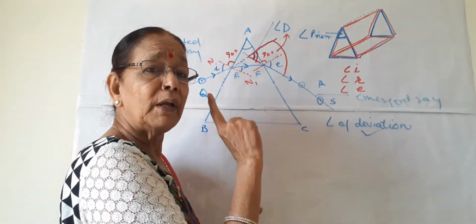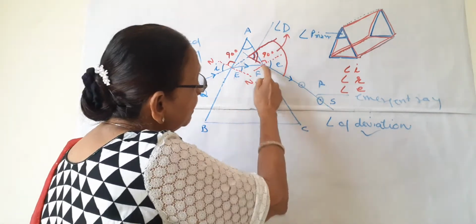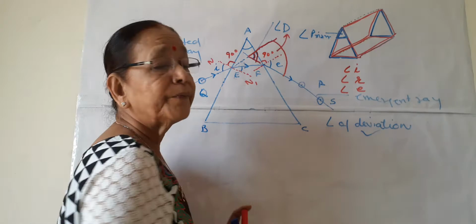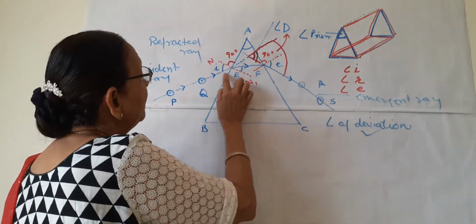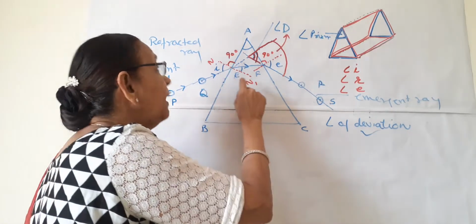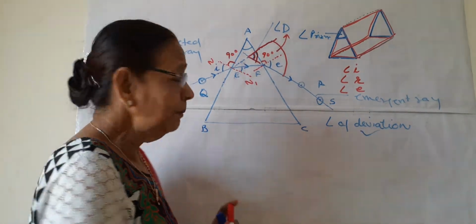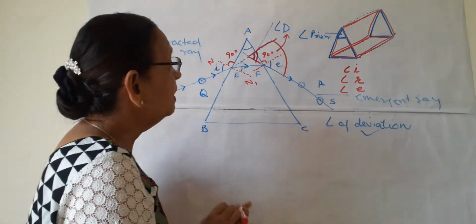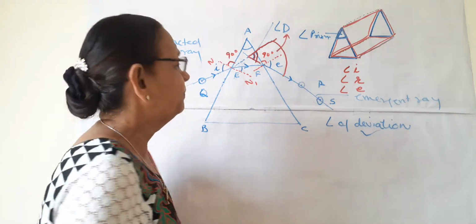There in the rectangular slab we have seen the lateral shift or lateral displacement. Here it is bending towards the base of the prism. So this is how the light ray is refracted through a glass prism which is triangular. So this we can see by doing the experiment in the lab.